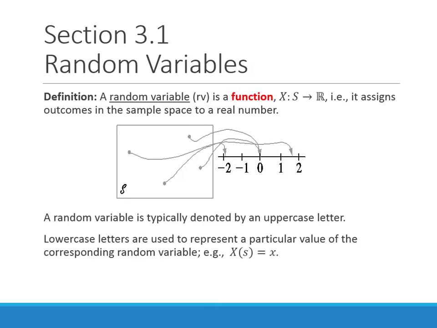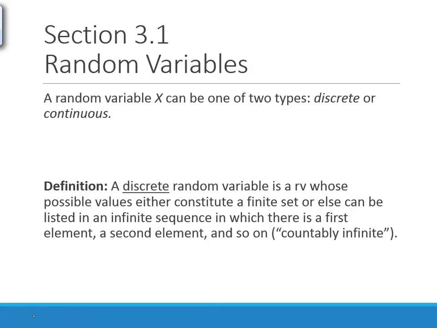Remember our notation: an uppercase letter represents a random variable, and a lowercase letter represents a particular value of that random variable. Last time we looked at a few quick examples of that: the coin flipping example, the concrete beam and how it fails, and the lifetime of a light bulb. This leads us to a separation in types of random variables. Our random variable can be one of two types, either discrete or continuous.